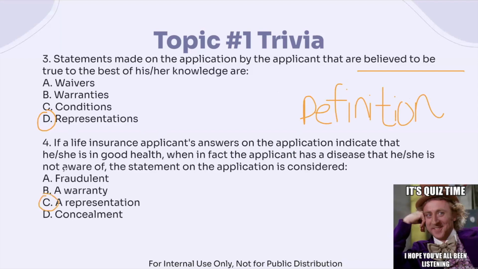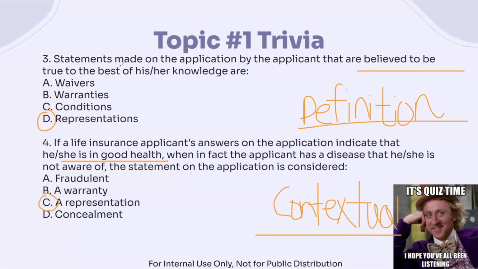It relates to the example I gave in the election topic 1. This is where an applicant believes to the best extent that he or she is in good health, but in fact, there's a disease that he or she is not aware of. That's pretty common, because with some diseases you're not aware of it until there are symptoms, or until you get a CT scan on your checkup, or some sort of scanning. So those statements would be called representations because they're not guaranteed to be true. Again, these are contextual questions. Number 3 is more of a definition-based question.